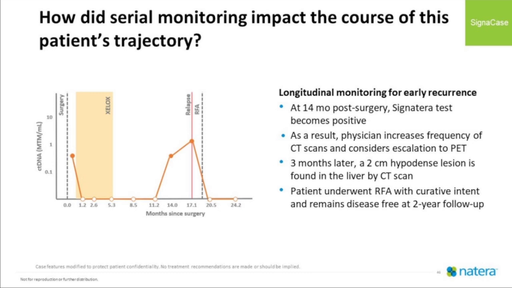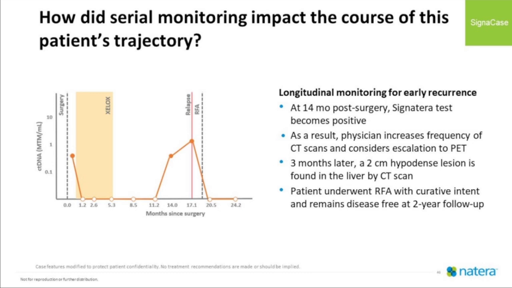So actually, we kept following their ctDNA over time, and we get to a point at about 14 months post-surgery where the ctDNA turned positive again. Usually in that case, if the ctDNA turns positive, I move their scans up, and I try to detect oligometastatic disease and not diffuse disease. What ends up happening is you're catching it early with that ctDNA.